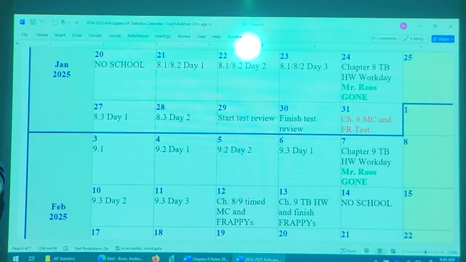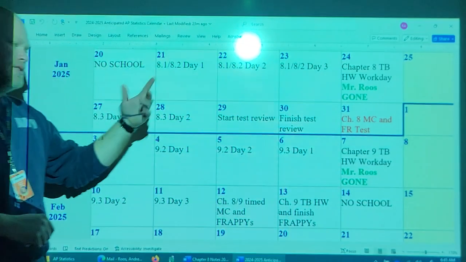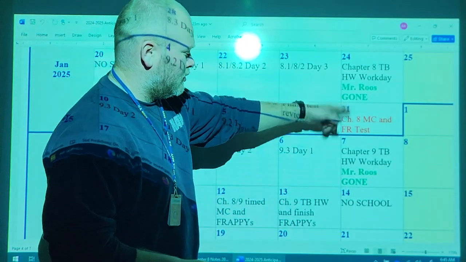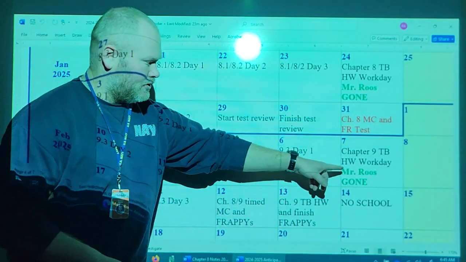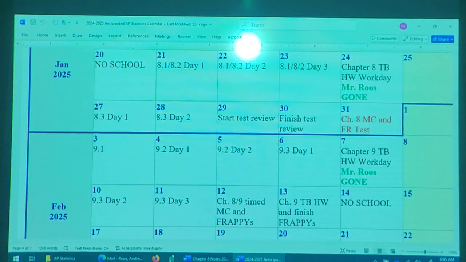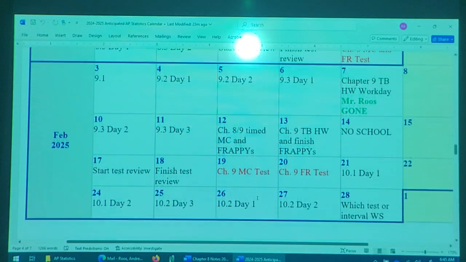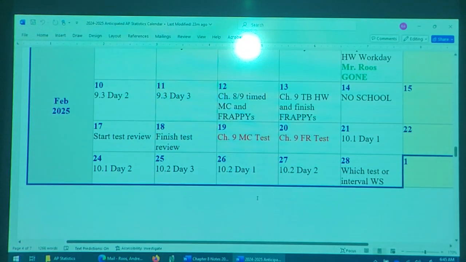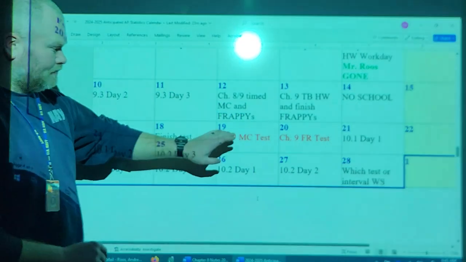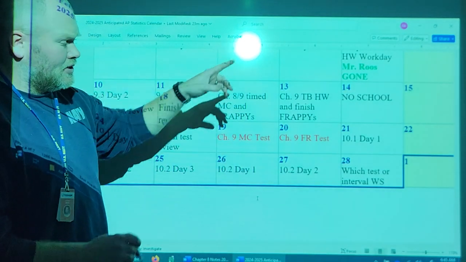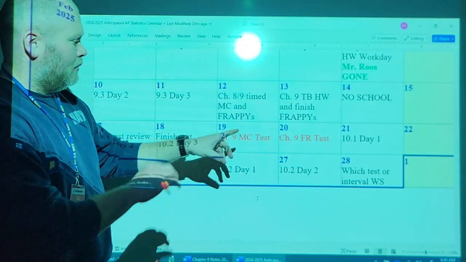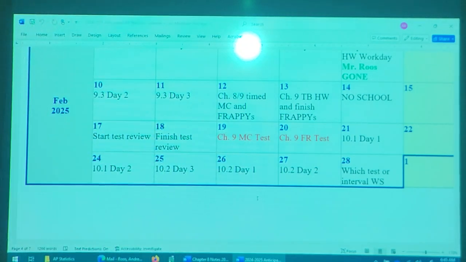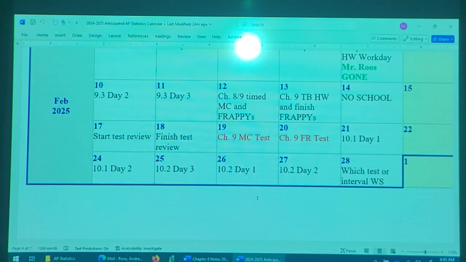So chapter 8 is about 2 weeks. For me, it's a quick turnaround with the Navy. So 2 weeks from now, I'm gone again. So when we start chapter 9, you'll have another textbook homework workday. About third week of February, we'll have a chapter 9 test. The chapter 8 tests will be together, both multiple choice and free response on the same day. Chapter 9, we're going to split them up. A little bit more content there, a little bit longer.